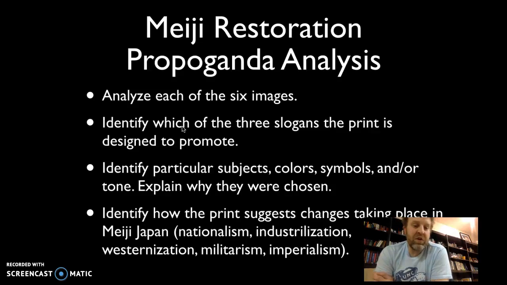The last thing you should do is identify how this print suggests the various changes taking place in Meiji Japan, and those important isms we're studying from this period 3: concepts like nationalism, industrialization, westernization, militarism, and imperialism. See if you can identify whether the image shows those concepts as you go.